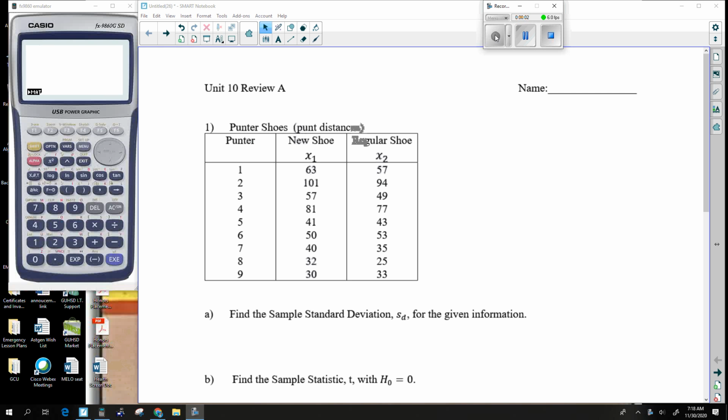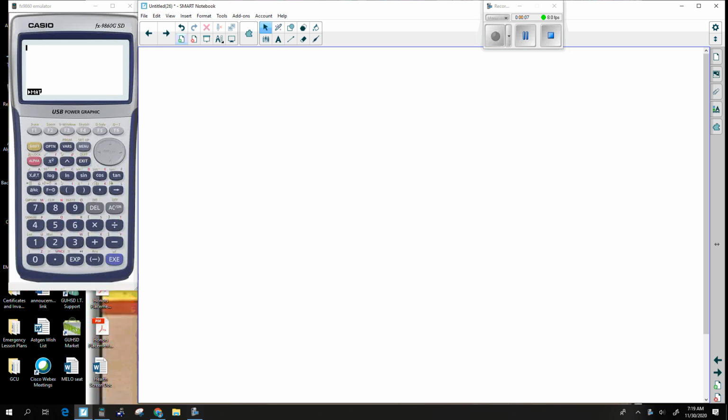Okay, here we go. This is review A. Before we get on to review A, let's go over all of the major formulas that we have here in Unit 10. So here's a good list of the Unit 10 formulas.